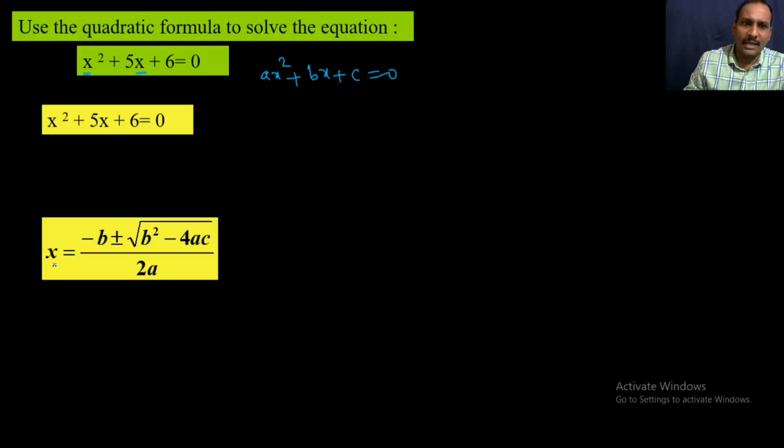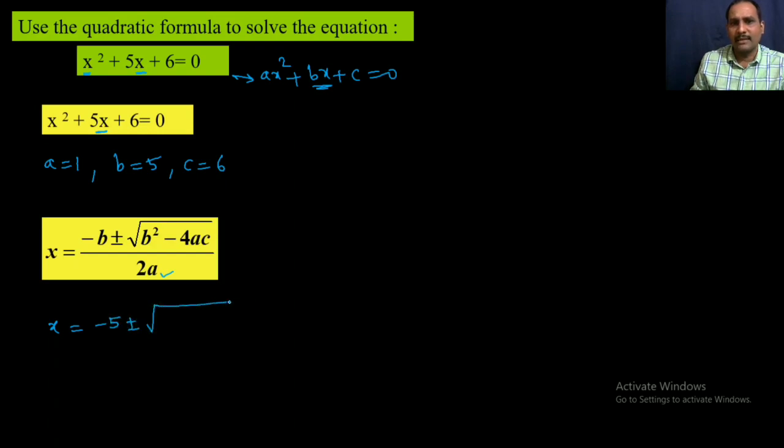So what is the formula? x is equal to minus b plus or minus under root b square minus 4ac by 2a. So when you compare it with ax square plus bx plus c equal to 0, a is 1, the coefficient of x square, b is equal to 5, here 5x, and c is equal to 6. Substitute the values of a, b, c in the formula. So that is x is equal to minus b, minus 5, plus or minus root of b square, that is 5 square, minus 4 into a, which is 1, into c, 6, by 2 into a, that is 2 into 1.